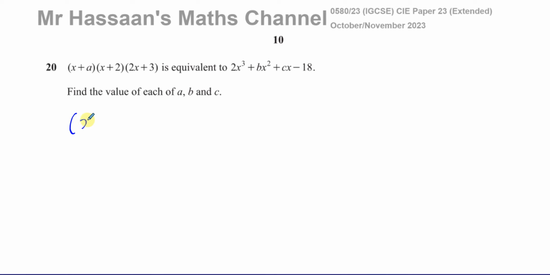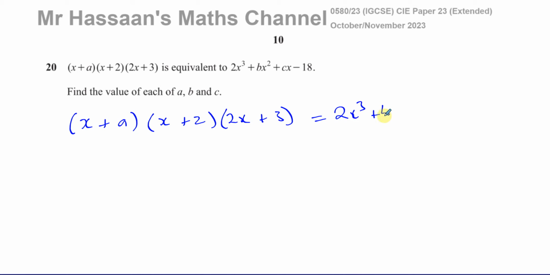If you think about this one, there's something missing from the question and something missing from the answer, so you have to think a bit carefully. This is 2x cubed plus bx squared plus cx minus 18. A quick way of answering is to find this number here, the constant. If I multiply it by 2 and by 3, that's how I get the negative 18. That's the only way you're going to get the constant.